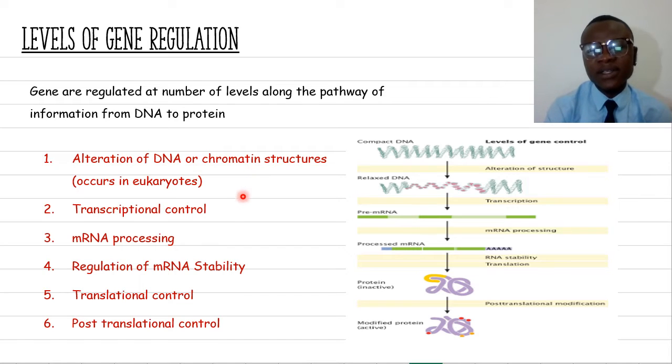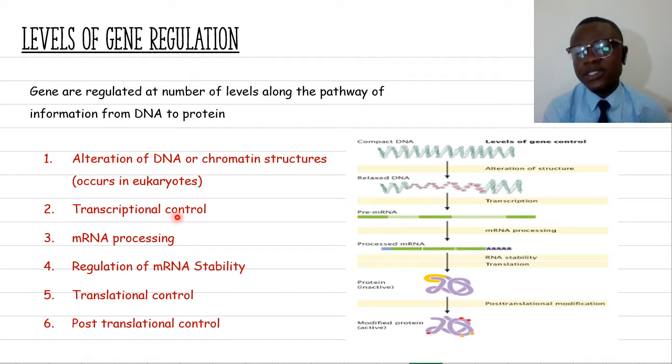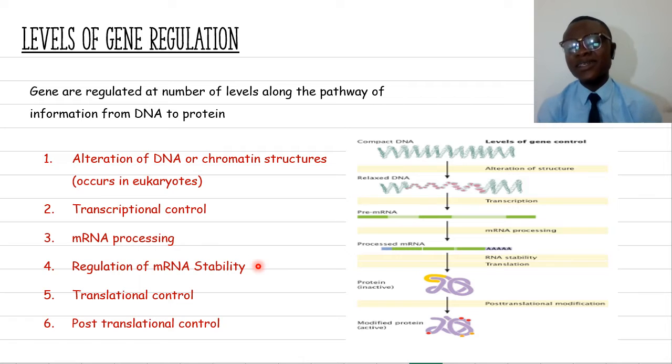The next level of regulation is transcriptional control. Next, we have the processing level. After transcription, the mRNA is processed before being sent to the cytoplasm. So at that level, also, we can carry out regulation. Also, mRNA stability. When the mRNA gets into the cytoplasm, the stability of the mRNA actually regulates the expression of the DNA, meaning it will tell us whether the RNA will stay long in the cytoplasm to be able to produce more protein or they will get degraded faster.